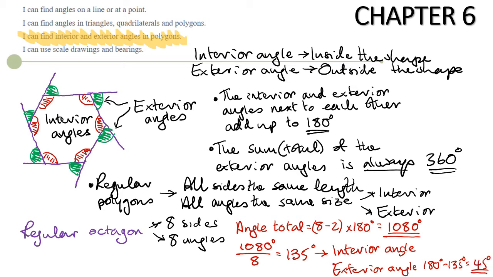45 degrees. Now there's another way I could have got that 45. What did I say about exterior angles? Exterior angles add up to 360 degrees. If I've got a regular octagon, they're all the same and there's 8 of them. So 360 divided by 8. And if I do 360 divided by 8, I also get 45. So that's another way of working out the exterior angle.